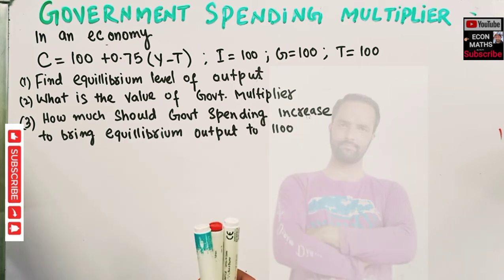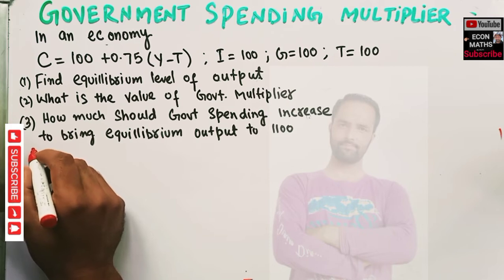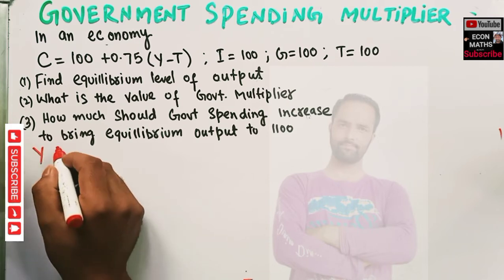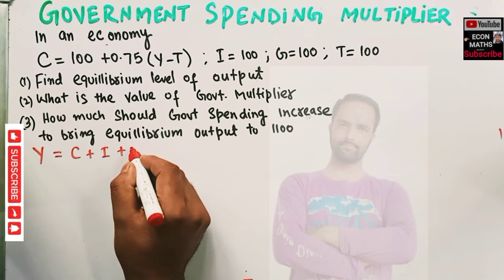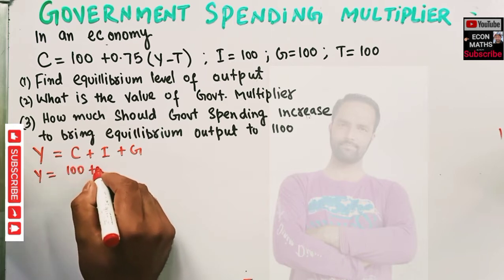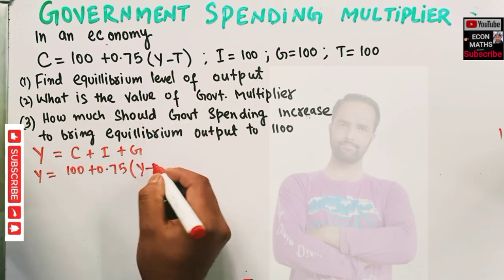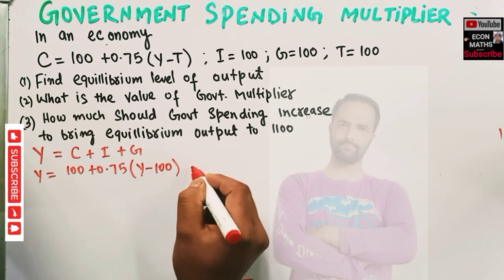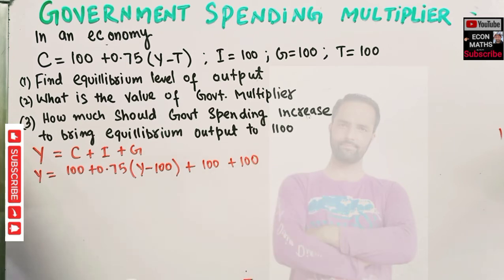1100. So first things first, let us calculate the equilibrium level of income. We know equilibrium level of income, our output, should be equal to consumption expenditure plus investment expenditure plus government expenditure. Our consumption function is given as 100 plus 0.75, which is our MPC, marginal propensity to consume, times (y minus t), where t is given as 100, plus investment, which is autonomous and also 100, and government expenditure, which is also 100.